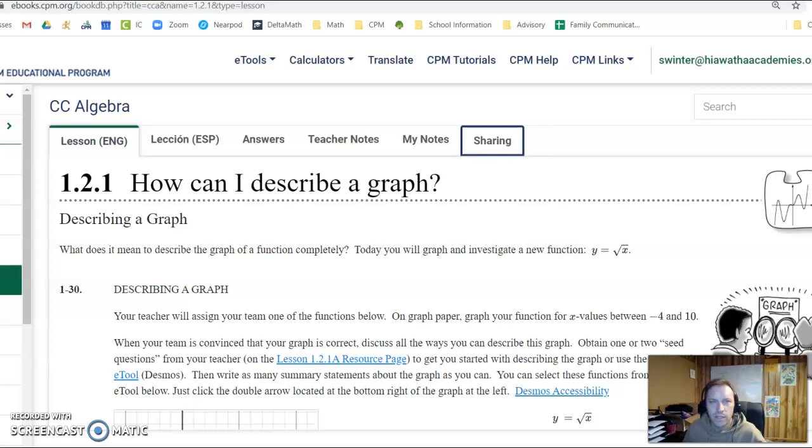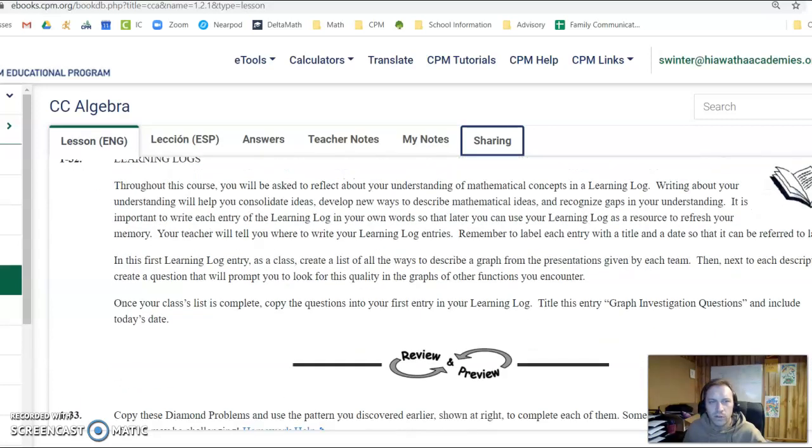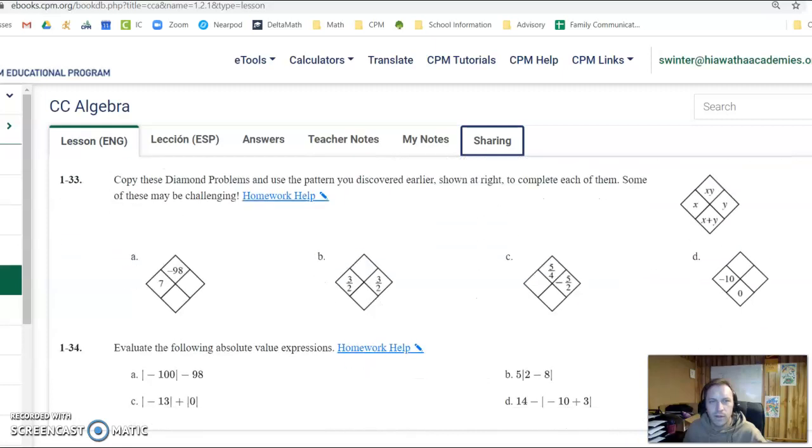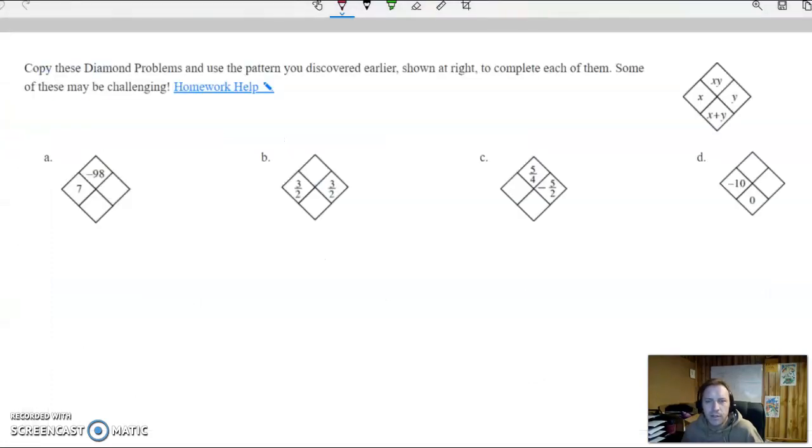So again, here you are in the textbook. How can I describe a graph? We're going to scroll right down to 1.33, and this problem says copy these diamond patterns and use the pattern you discovered earlier shown at the right to complete each of them. Some of these may be challenging, so I'm going to take a picture of that.